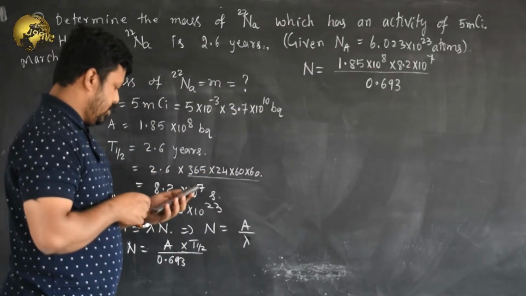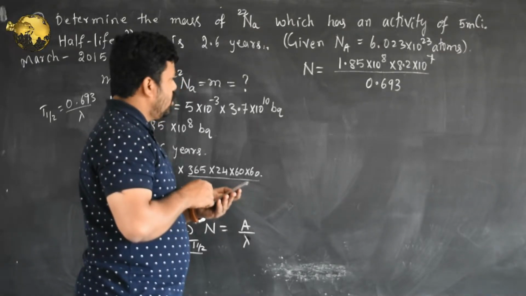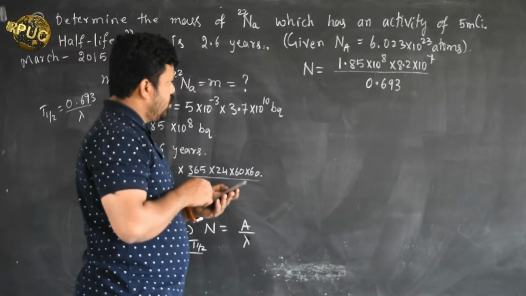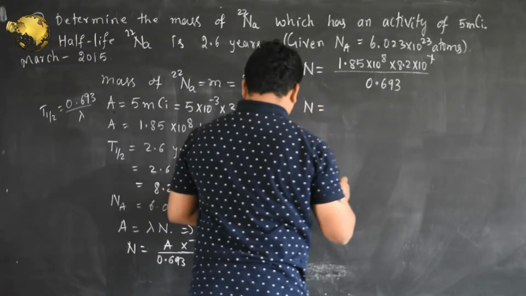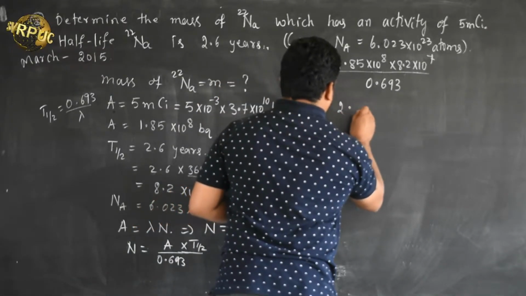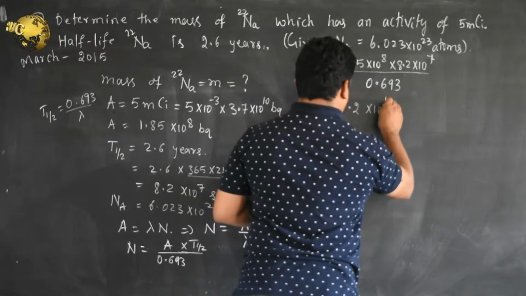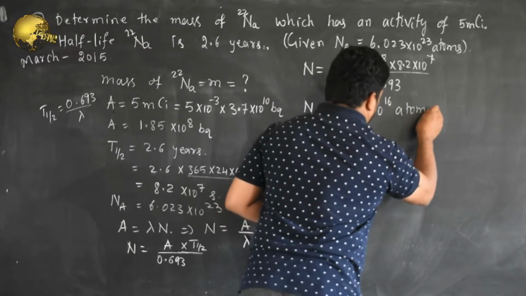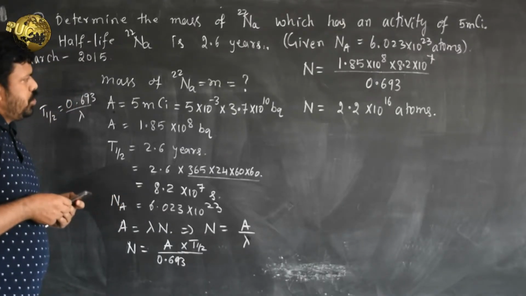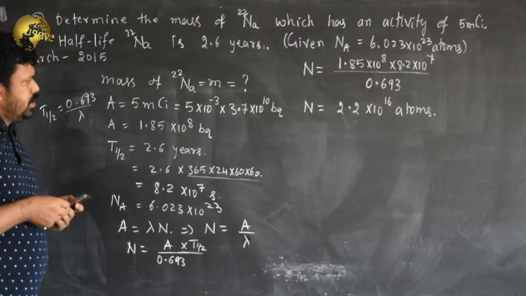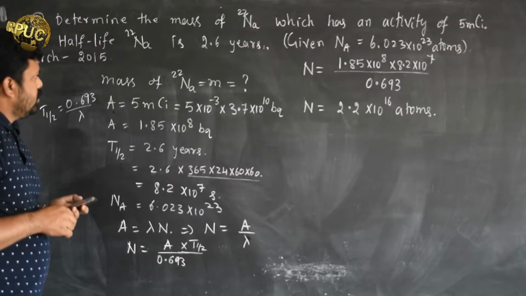0.693. Let's find it out. 1.85 divided by 8.2 into 0.693. We get N is equal to 2.2 into 10 to the power 16 atoms. So we get the number of atoms in the given sample as 2.2 into 10 to the power 16 atoms. So let's find out the mass of the given sample.